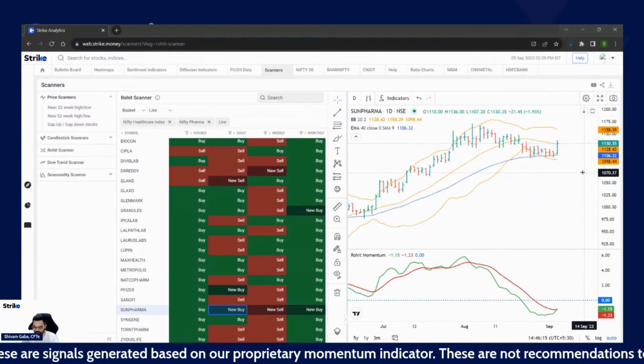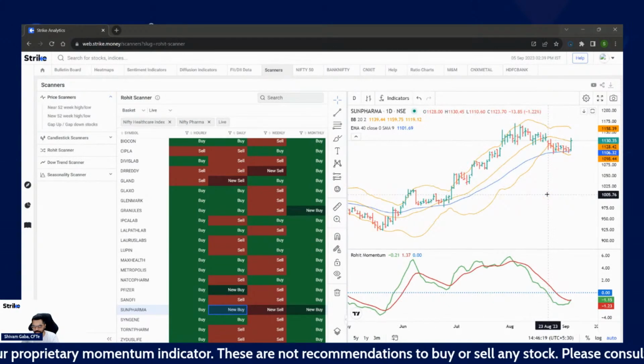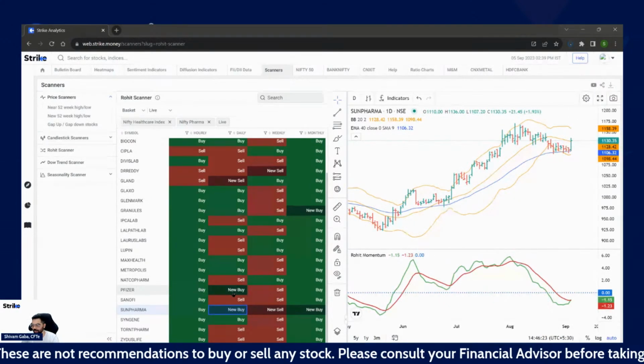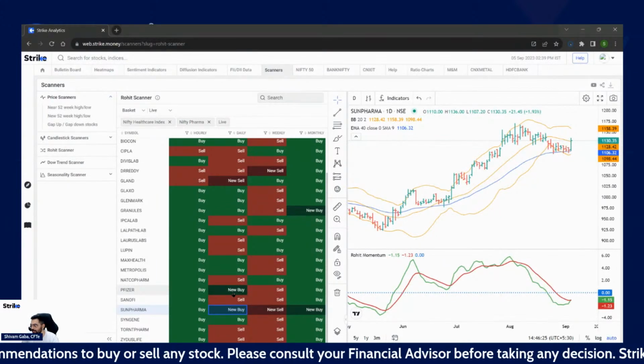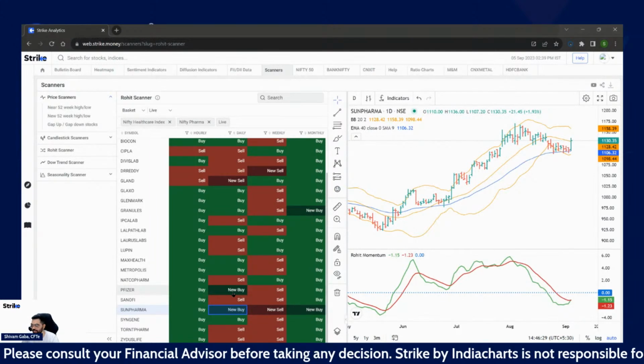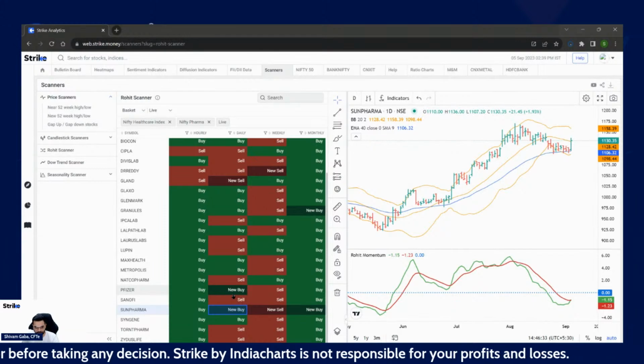Now, this is not any investment or trading advice, but I'm just showing you how I filter to a few names using the Strike platform. This is just one of the approaches. Every user has different kinds of scanners they want to look at. Somebody wants to look at a moving average crossover. Somebody wants to look at some other indicator. This can be one of the approaches.